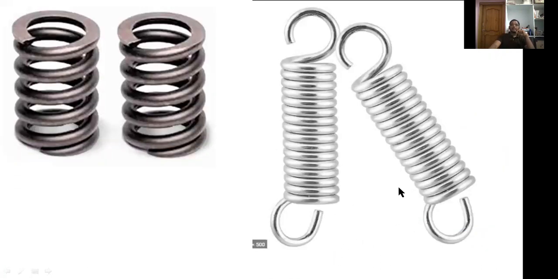Now these are the examples for mechanical springs. This one is an example for a cylindrical compression spring. This type of spring carries only compressive loads. These cylindrical compression springs carry only compressive loads.